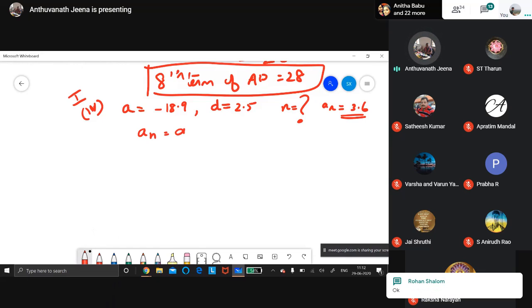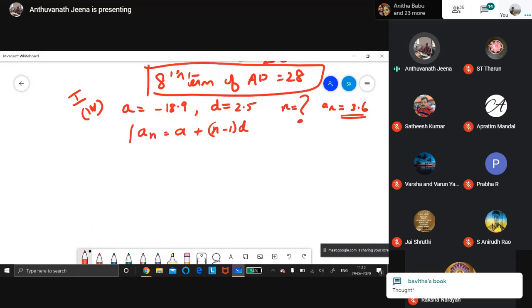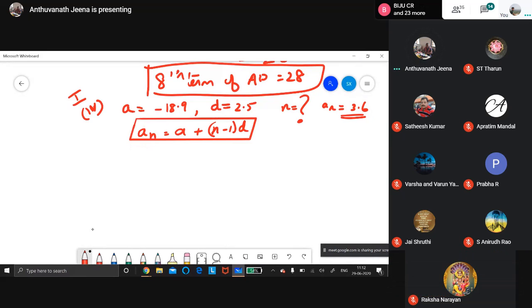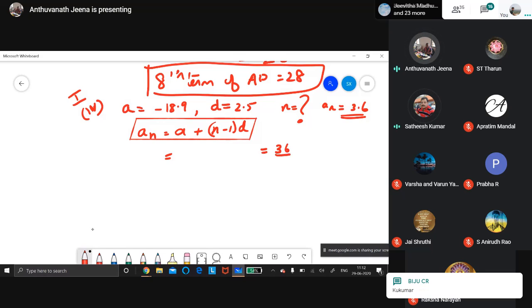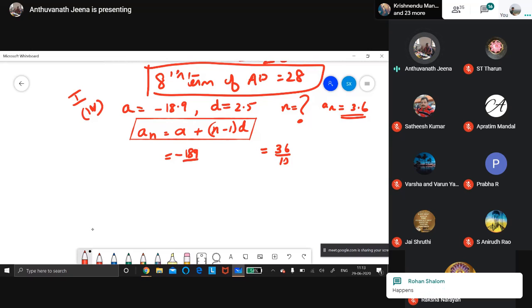AN is equal to A plus. Say Vishnu, what is the formula? A plus N minus 1 into D. Okay. Now, this answer is 3.6. Instead of 3.6, I will write 36 by 10, because decimals are difficult for me to calculate. So I will put a fraction. Here minus 189 by 10, I will put plus N minus 1 into D.